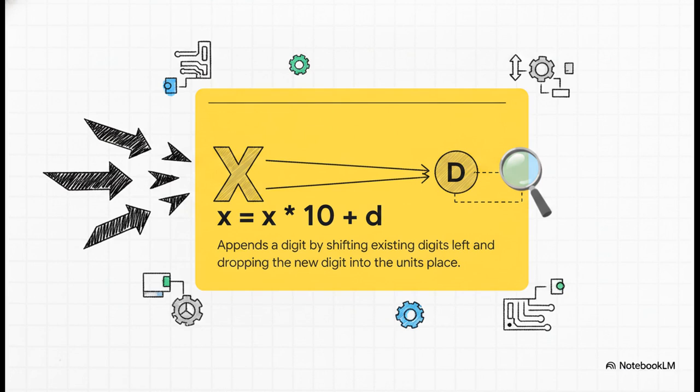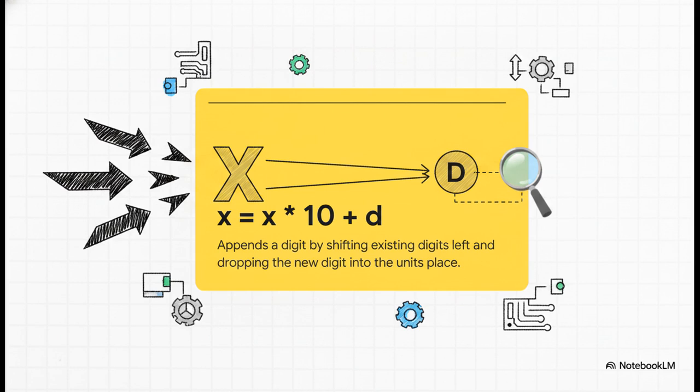Now, what's really interesting about this slide is if you decide to take the pure math route, this specific formula is literally your golden ticket. x equals x times 10 plus d. This is the standard foundational way to append a digit to a number on the fly.